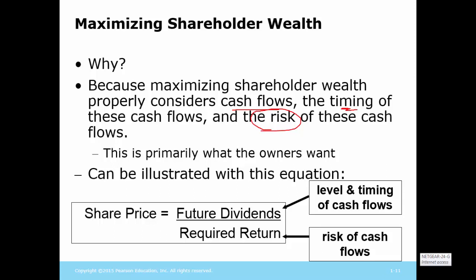They want to become wealthier. So we have a very simple formula here. We'll develop this a little bit more as we go through the course. But the stock price equals the future dividends of the company divided by the required return. Well, the future dividends represent the cash flows, both the level and timing of cash flows, and the required return incorporates risk.